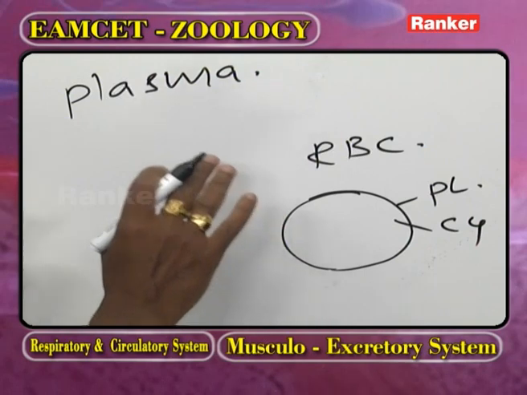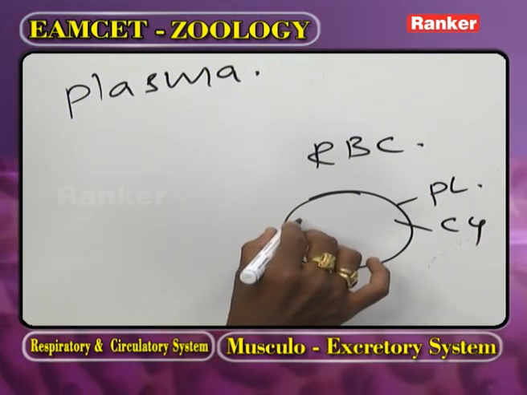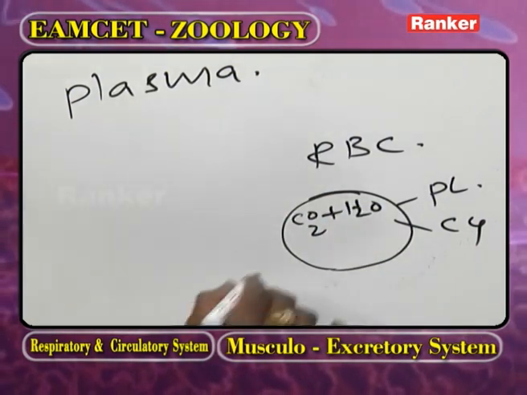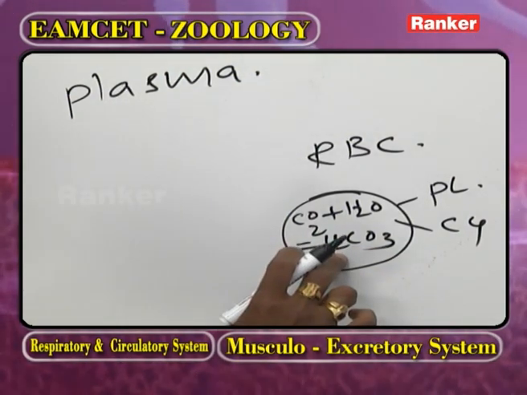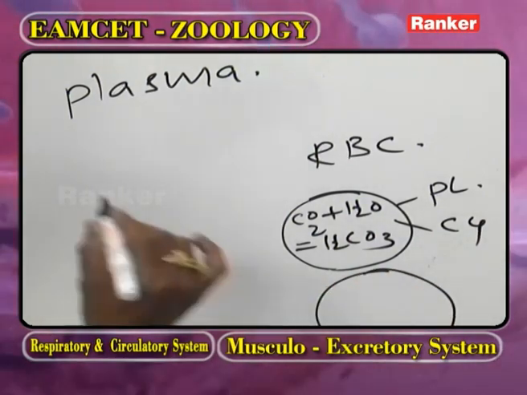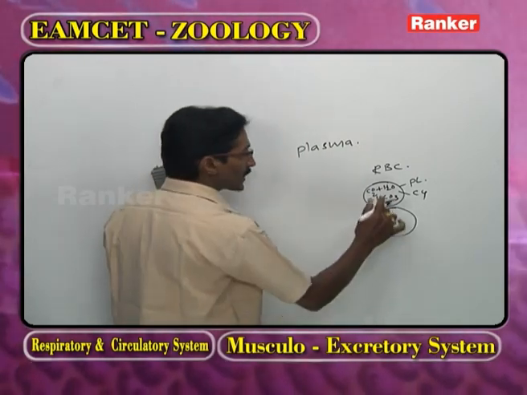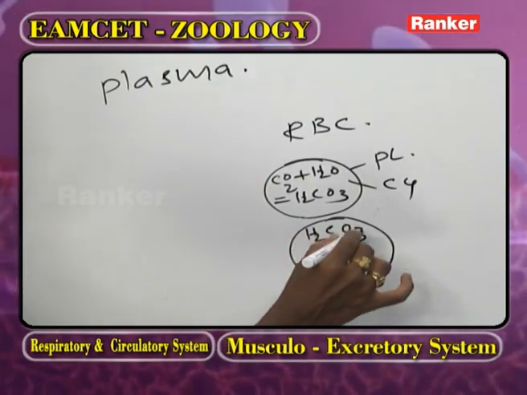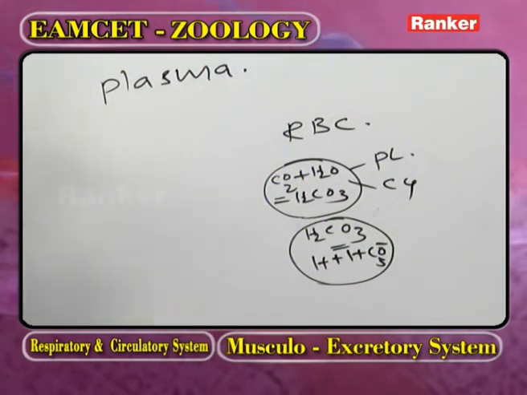Now, during bicarbonate formation, inside RBC, what is going to happen? The carbon dioxide combines with water. Now, we are getting H2CO3. The H2CO3 dissociates into, this is the RBC, for our convenience we are drawing the RBC. Now, the H2CO3, this is an unstable compound. The H2CO3 dissociates into H plus and HCO3 minus.